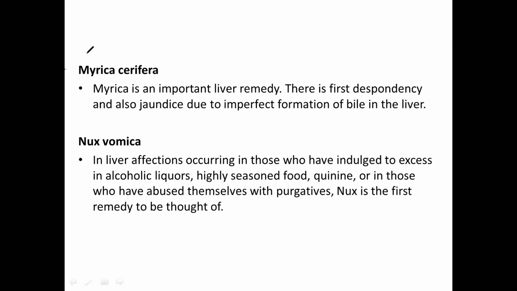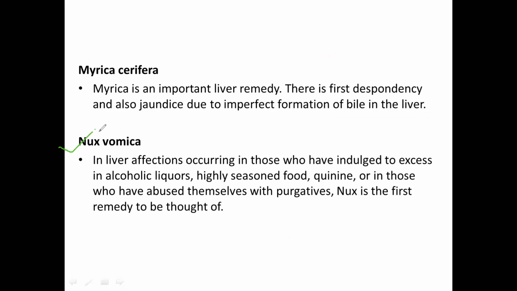Next drug is Myrica cerifera, which is an important liver remedy. It is for despondency and also the jaundice which is due to the imperfect formation of bile in the liver. So simply it means if there is decreased conjugation of bilirubin in the liver, in that case you can think of Myrica cerifera, meaning the patient will have unconjugated hyperbilirubinemia. So in that case, Myrica cerifera is a drug.